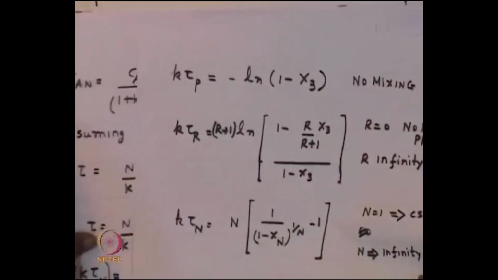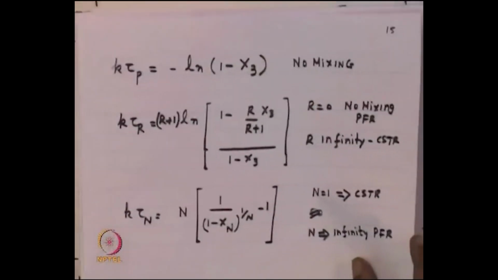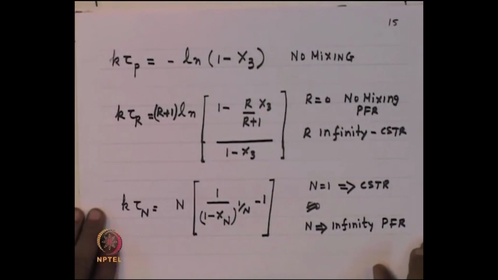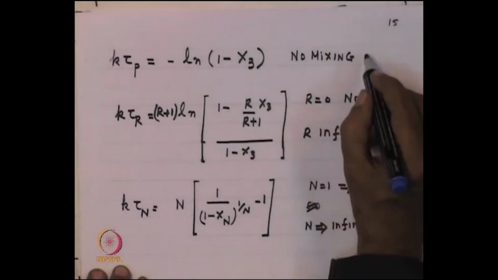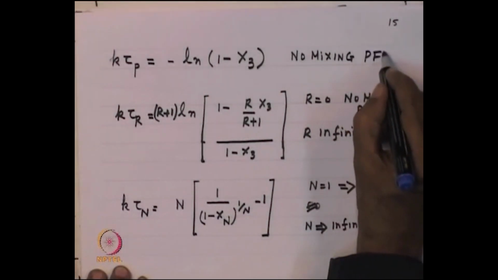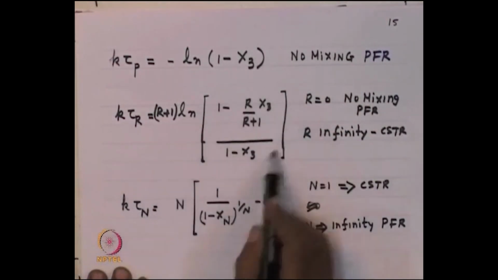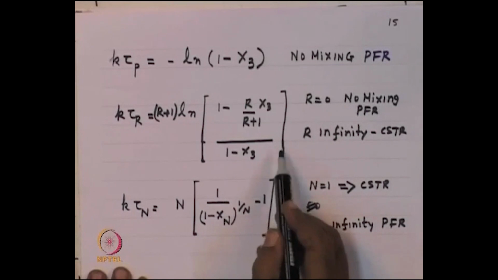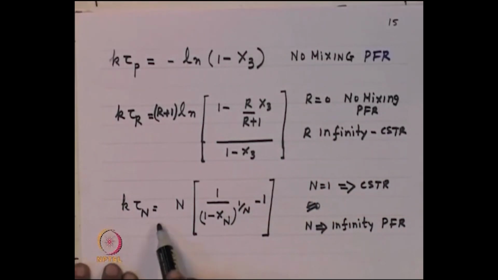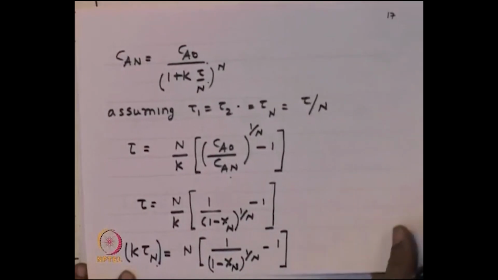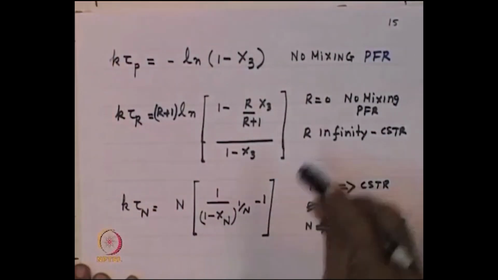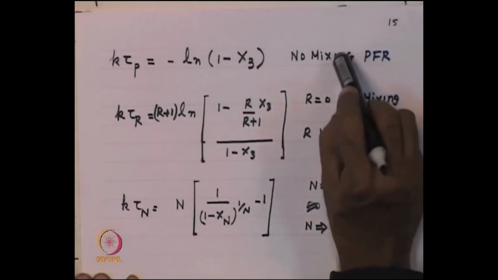Now, let me just put this in the context of our interest. What is our interest? Our interest is to understand the 3 types of equipment we have learned so far. We have learnt this is a PFR. We just now set up the equation for a recycle, we set up this as a recycle reactor. Now, just now we talked about an n tank sequence where we got this relationship, which I have put down here. So, you have a case of PFR where there is no mixing.